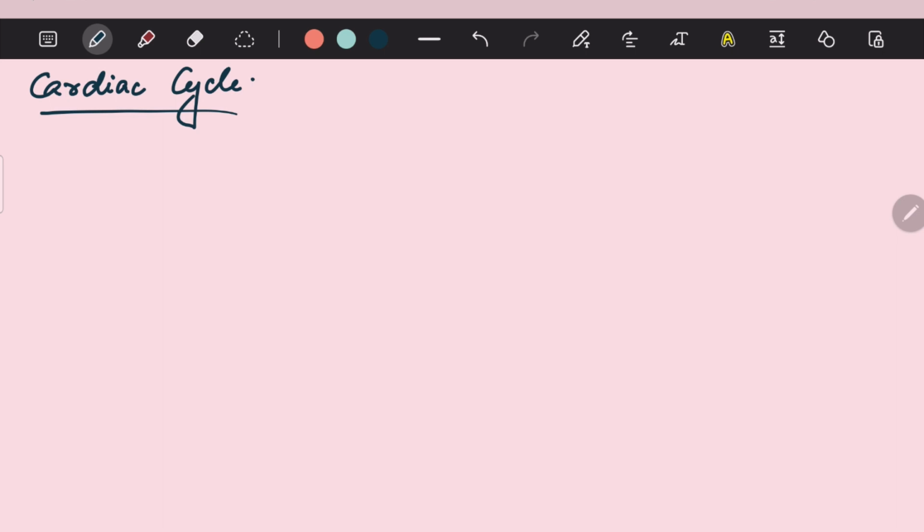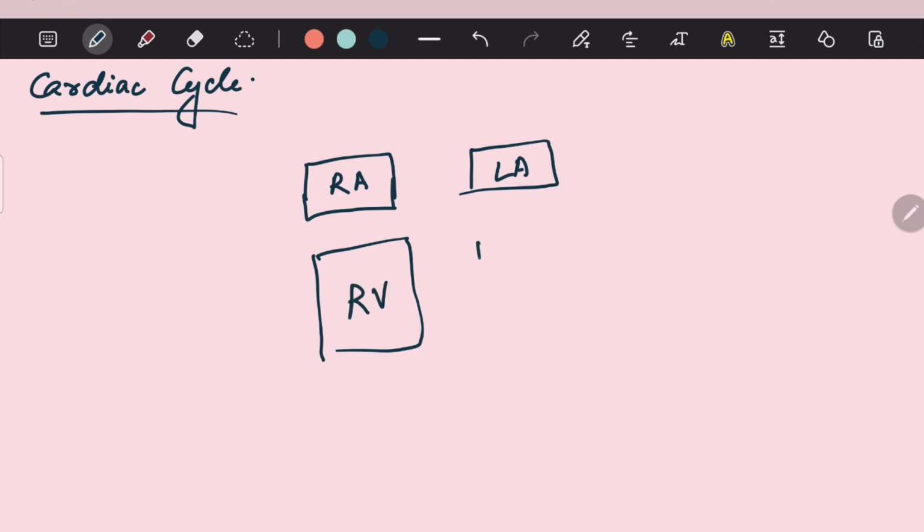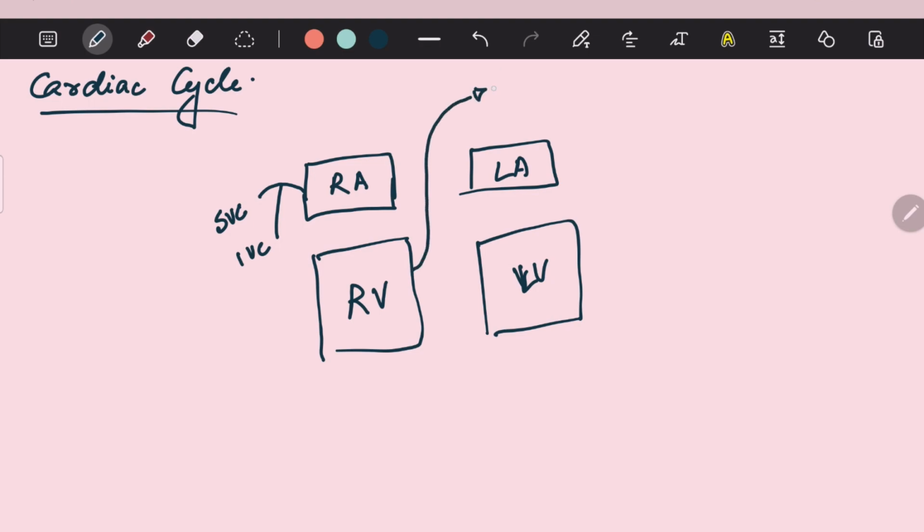For that, I would like to draw a very boxy diagram of the heart. So this is our right atrium, this is the left atrium, this is the right ventricle, and this is the left ventricle. Now, if we carefully observe the connections of the blood vessels to these chambers of the heart, we find that to the right atrium, deoxygenated blood comes through the superior vena cava and the inferior vena cava. The right ventricle sends the deoxygenated blood through the pulmonary artery to the lungs.